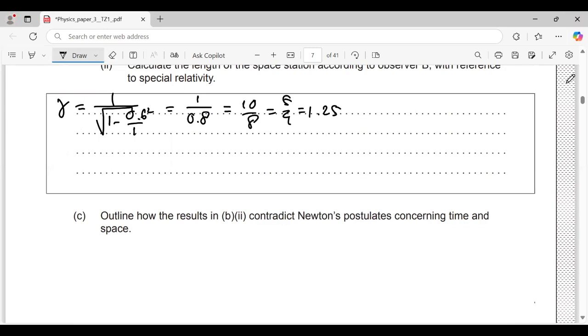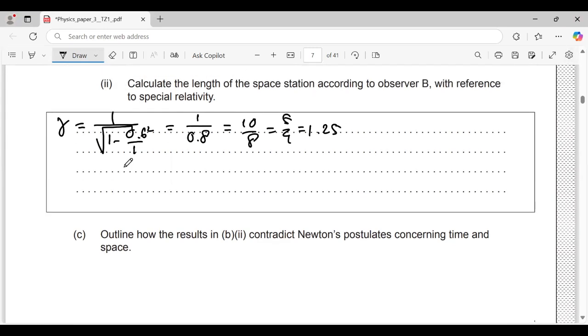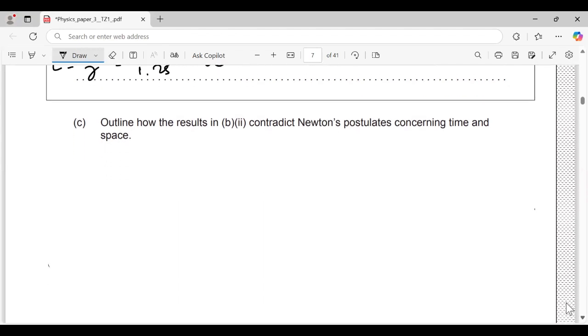Now we're going to find the length of the space station. The formula is L equals L0 over gamma. L0 is the proper length of the space station. The proper length is 100 meters over gamma, which is 1.25. And if you calculate, it becomes 80 meters, right? So the length of the space station according to observer B with reference to special relativity is 80 meters. So there is a difference.